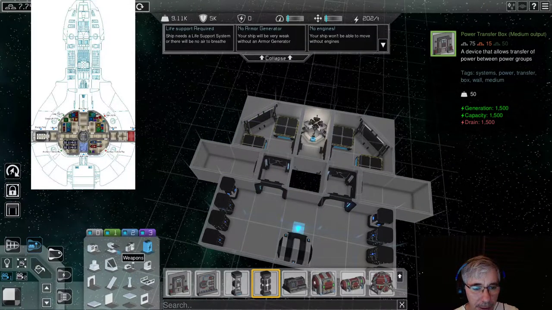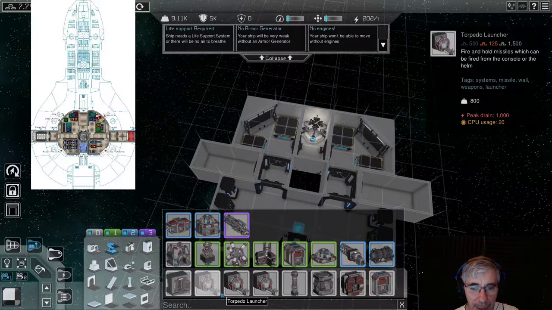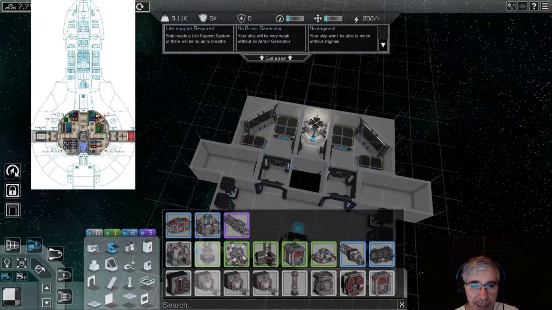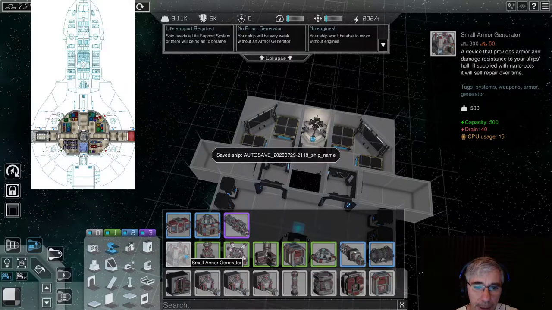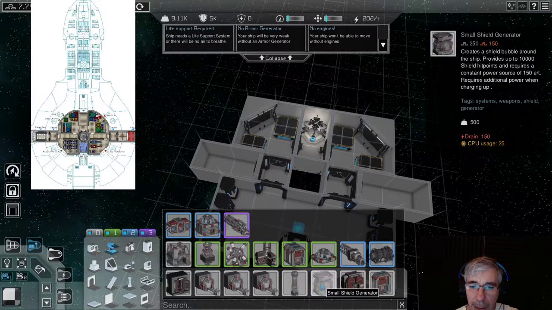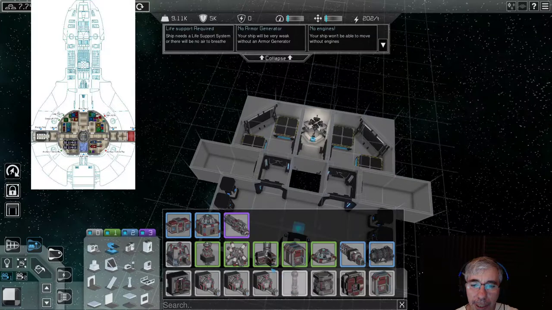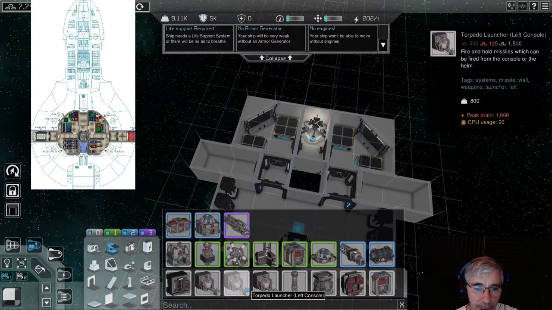Let's see, because what we are missing now is the defense. I think for the defense, we have a small shield generator. This doesn't require any cells to work. Well, this one doesn't either. It says that it requires additional power when charging up. Okay, no, but yes, for the weapons themselves.